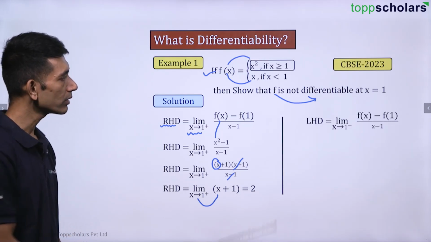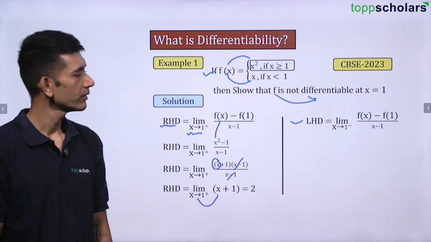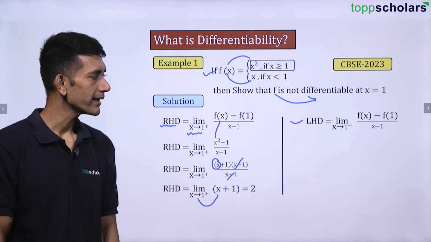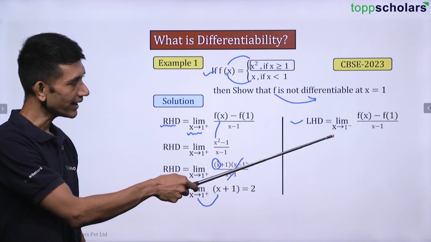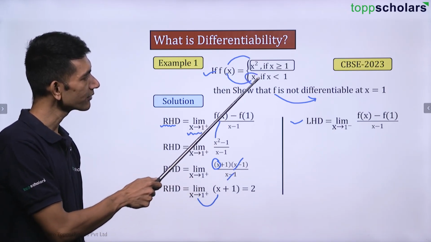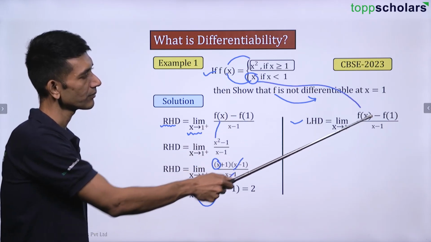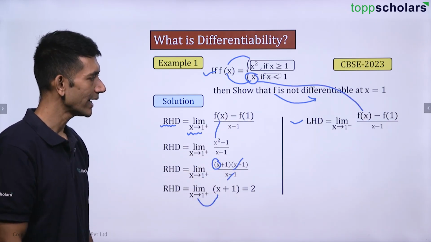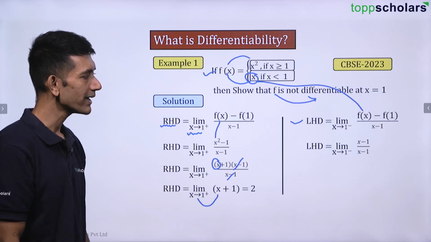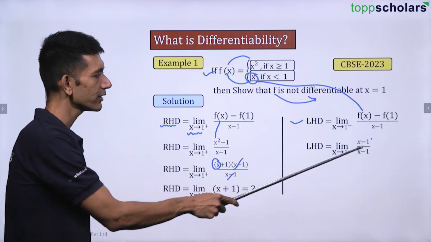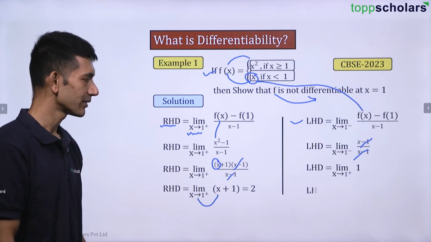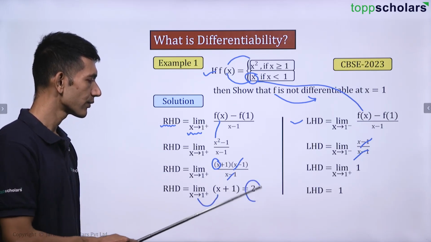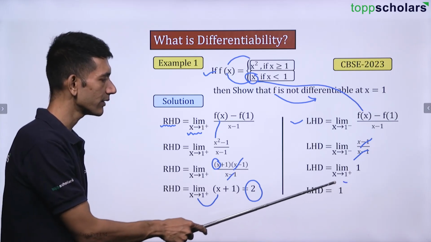Now if I talk about the left hand derivative, that is limit x tends to 1 minus, f(x) minus f(1) by x minus 1. In that, again what you can do is put x as your f(x). Let us do that. So you get x minus 1 by x minus 1. You cancel x minus 1. Ultimately, you're going to get 1. So right hand derivative is 2. Left hand derivative is 1.